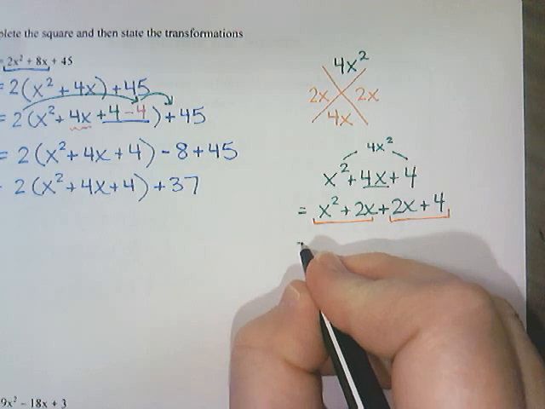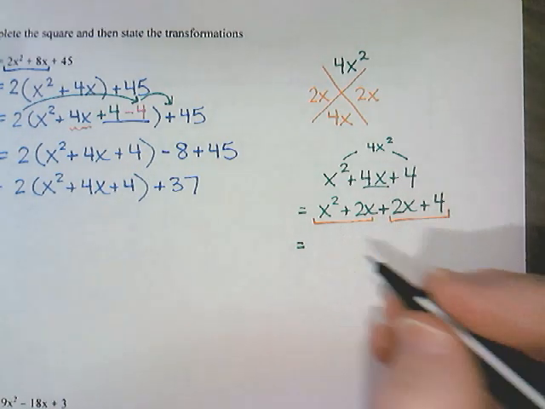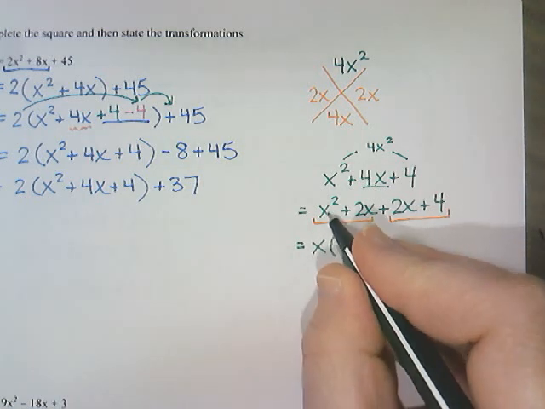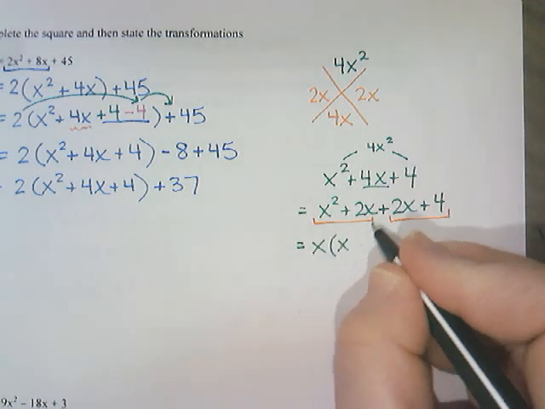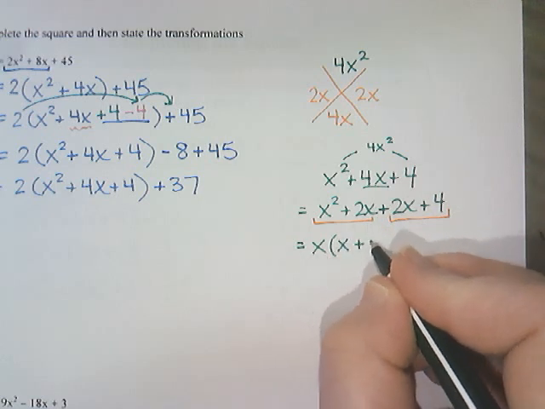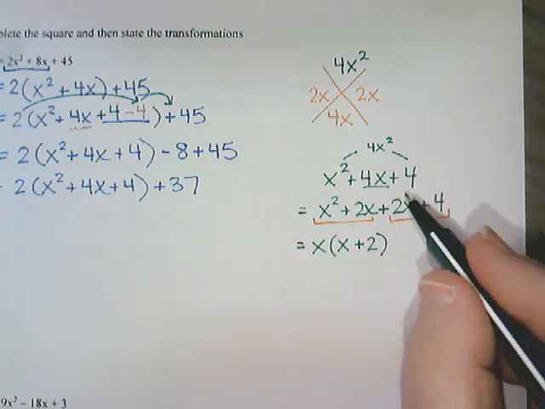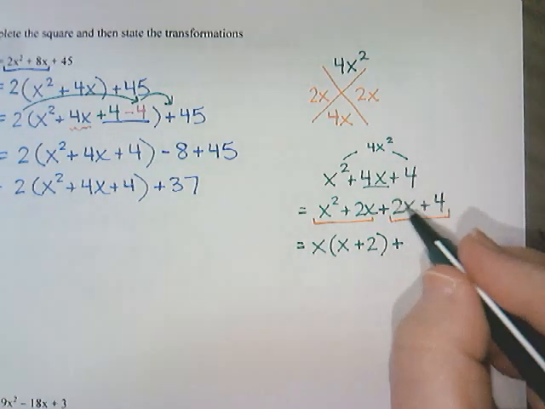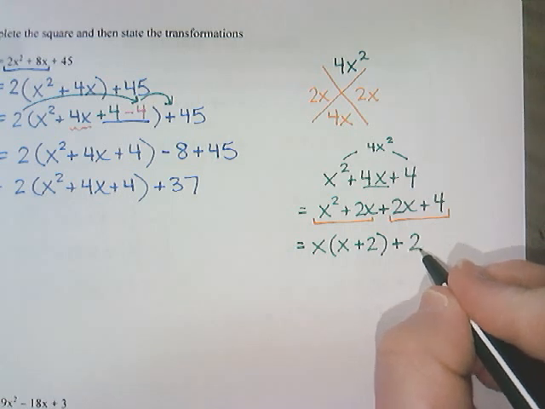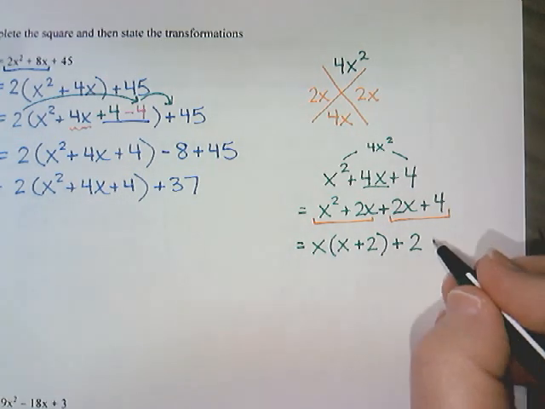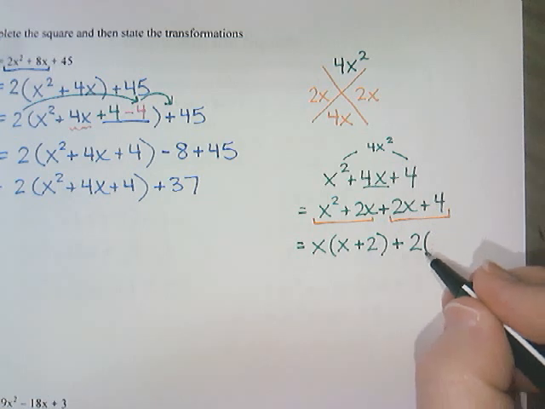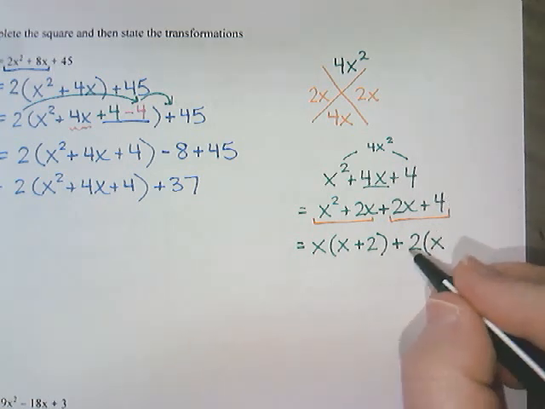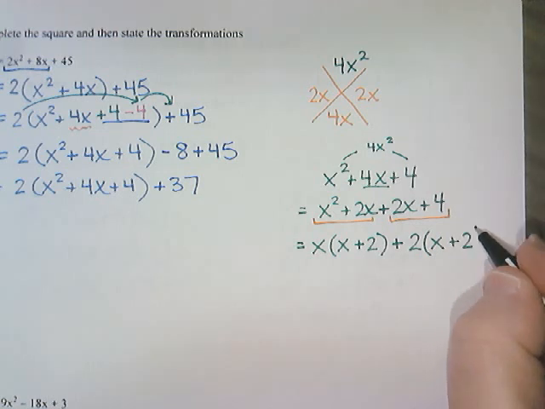X squared plus 2x, they both have an x. They have one x in common. I'm just going to write the x. X squared divided by x is x. 2x divided by x is 2. And then I always take the sign from what's in between, so that's a plus. 2x plus 4, they both divide by 2. You can use your multiplication grid to help you with that. 2x divided by 2 is 1x, or just x. And 4 divided by 2 is 2.